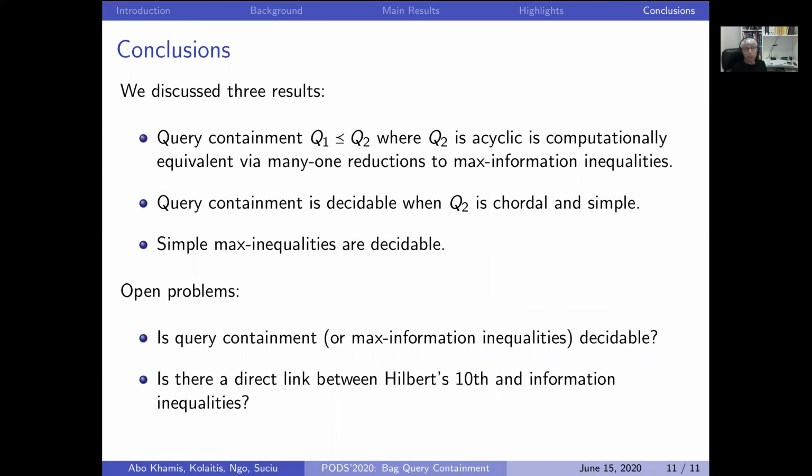So to summarize, I showed you three results, and I'm not going to repeat them here. There are several interesting open problems. In particular, is query containment under bag semantics decidable? And also interesting would be, is there a direct link between Hilbert's tenth problem and information inequalities? And on this note, I will stop here.